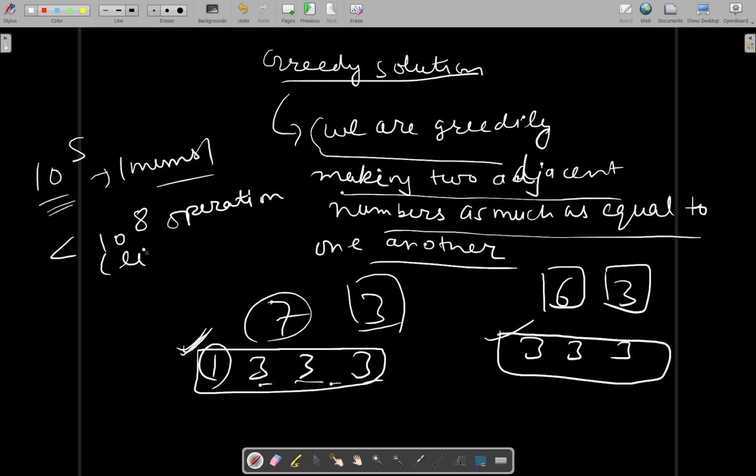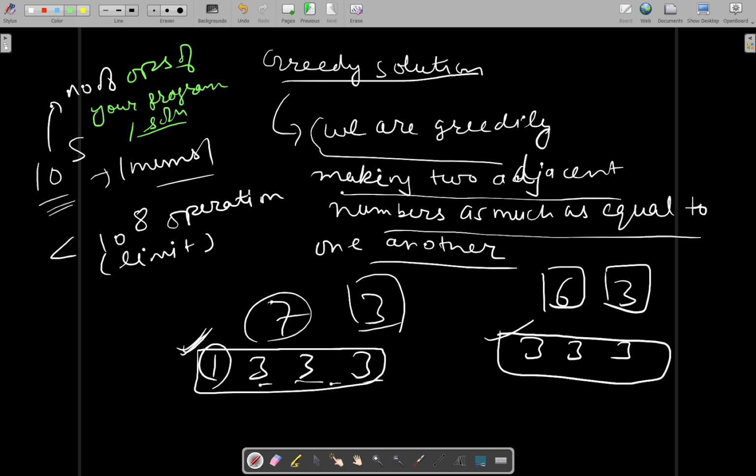Basically, this is a limit that if the number of operations of your program exceeds this number or becomes equal to it, then you may get a TLE. Otherwise, your solution will be accepted.